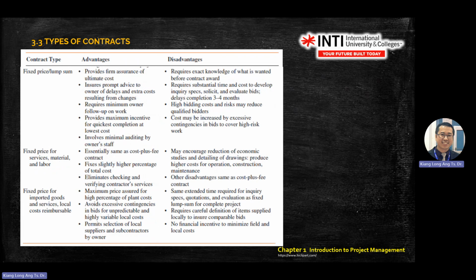This one also. Same. Fixed price lump sum. Advantages, disadvantages. Then this one. Fixed price for services material. Don't confuse with the top and the bottom. This one got different one. This one is for services. This one for goods. Okay, have their own advantages and disadvantages.